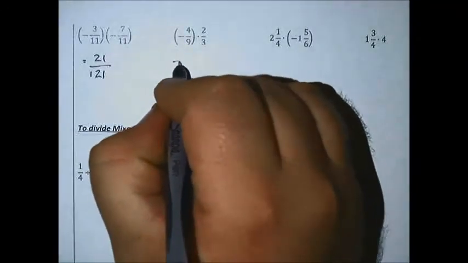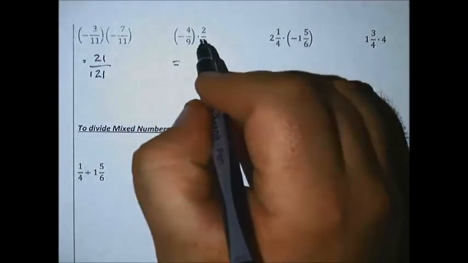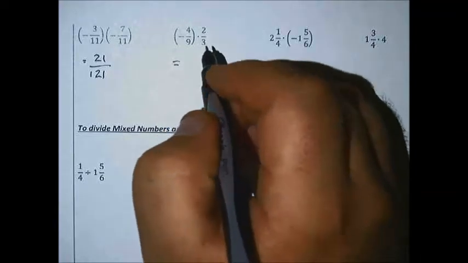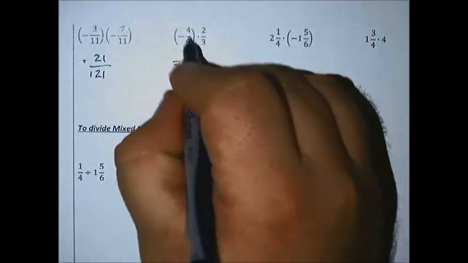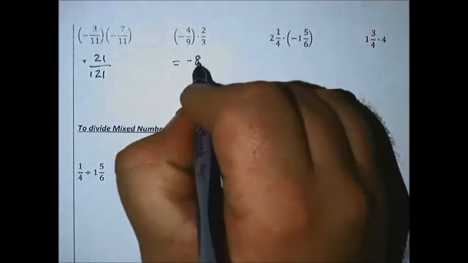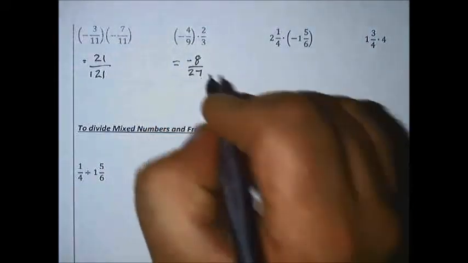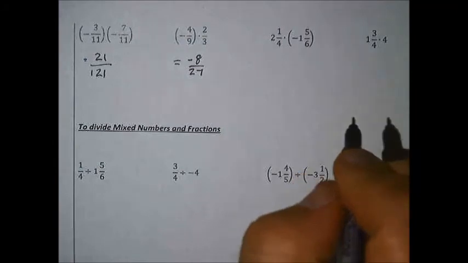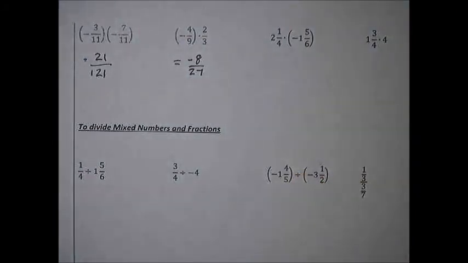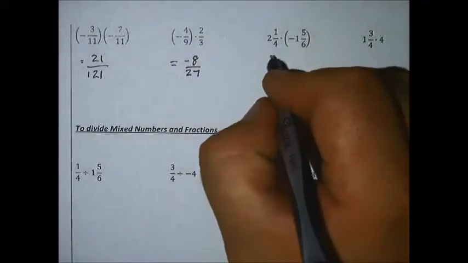Next one, same type of thing. I don't have mixed numbers here, so I'm just going to multiply straight across. I have a negative. 4 times 2 is 8. 9 times 3 is 27. Okay, not too bad, huh? All right, let's look at the next one.